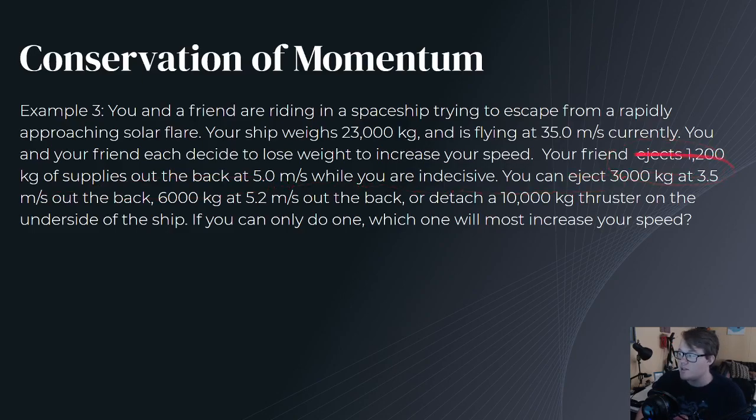You can eject 3,000 kilograms at 3.5 meters a second out the back, 6,000 kilograms at 5.2 meters per second out the back, or you can detach a 10,000 kilogram thruster on the underside of the ship. If you can only do one, which one will most increase your speed? This is a very lengthy, good critical thinking problem.